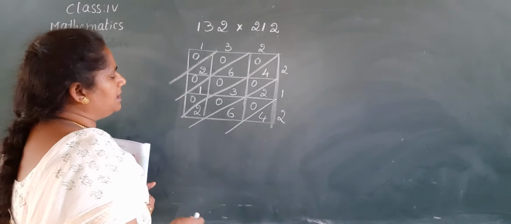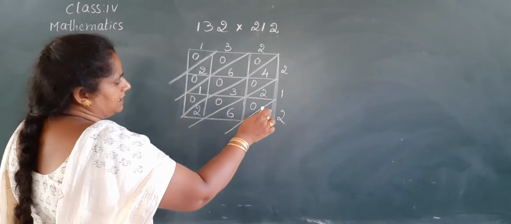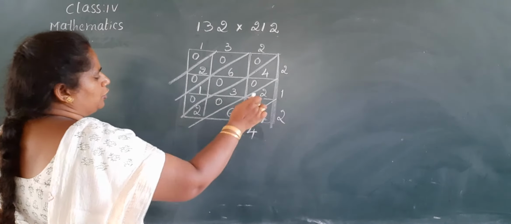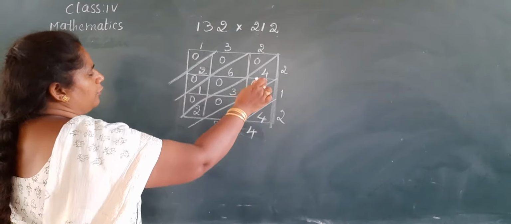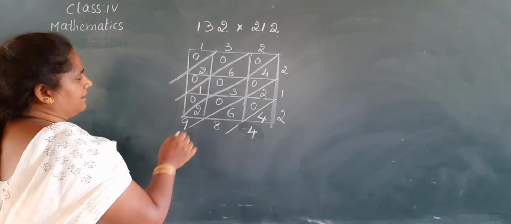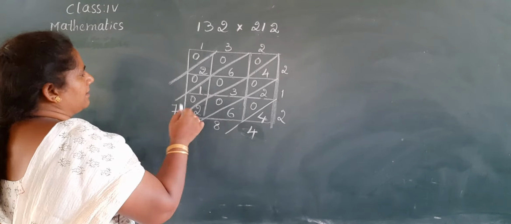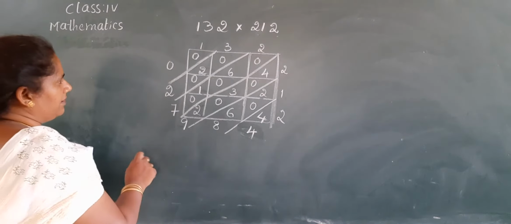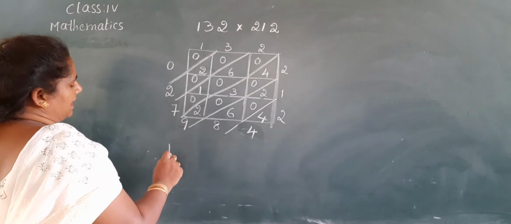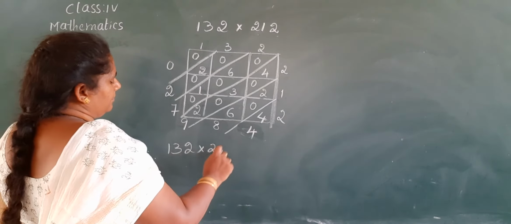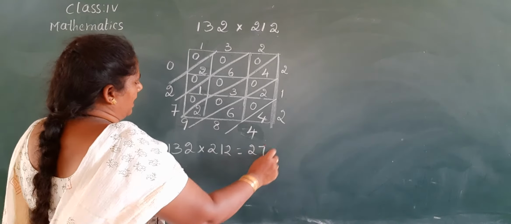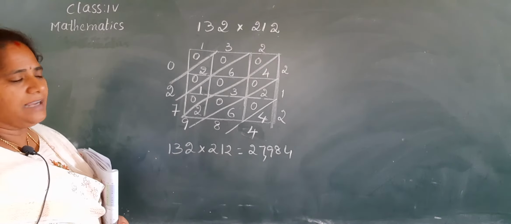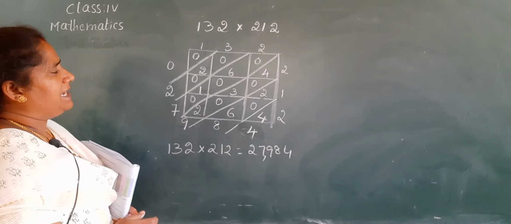Now add the numbers diagonally. Here there is only one number, that is 4, so we write 4 here. Here 2 plus 6, 8. 4 plus 3, 7. 7 plus 2, 9. 6 plus 1, 7. 2, 0. The left side 0 has no value. So we write the product starting from this side: 27984. That means 27,984.